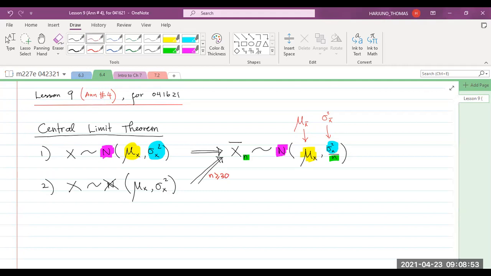Okay, so the first case is for any sample size. As long as the underlying population is already normal, then the sampling distribution will be normal. Now, what if the original distribution is not normal or unknown to be normal? Then we require the sample size to be at least 30. Okay. Now, let's do a problem from our textbook to clarify what we learned.